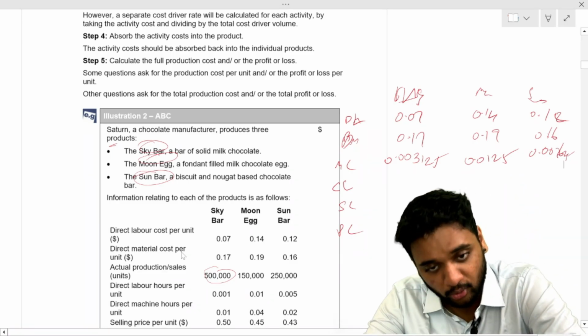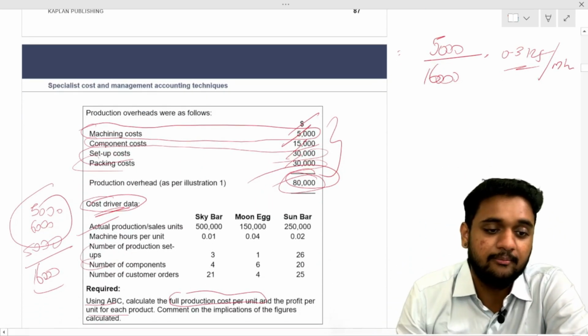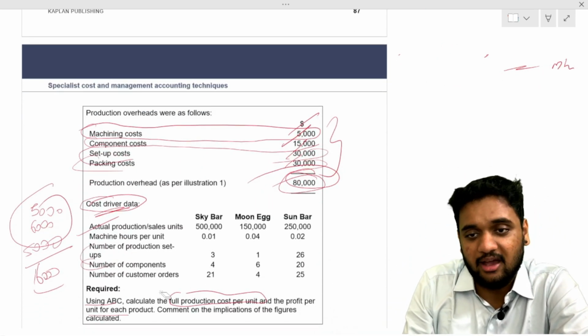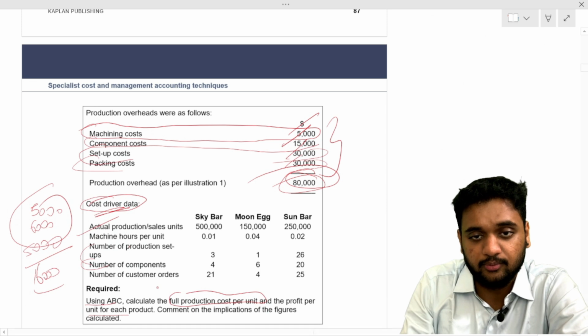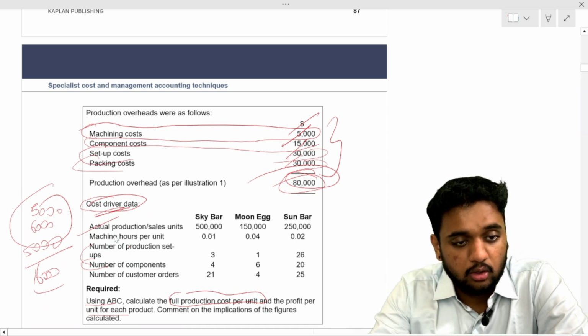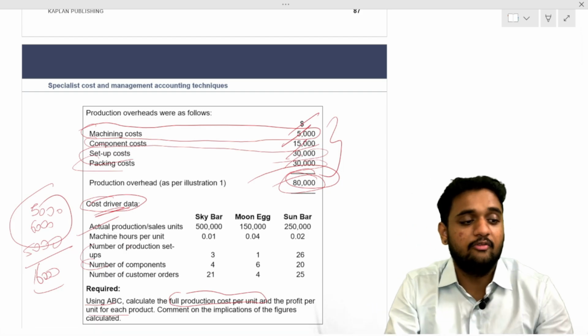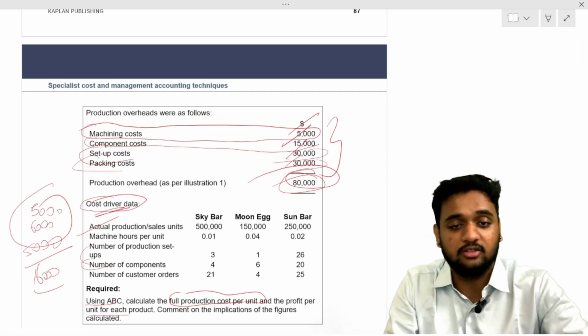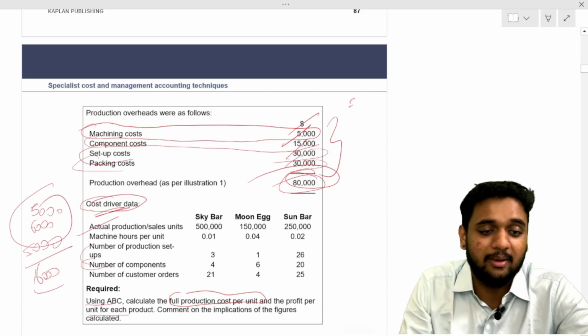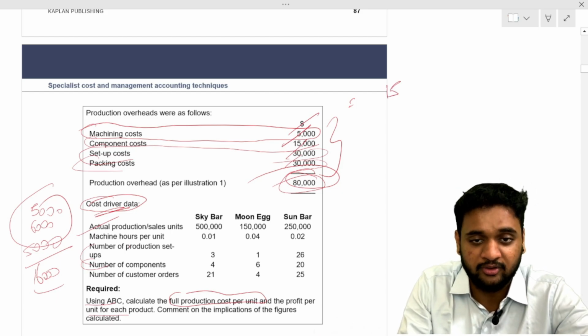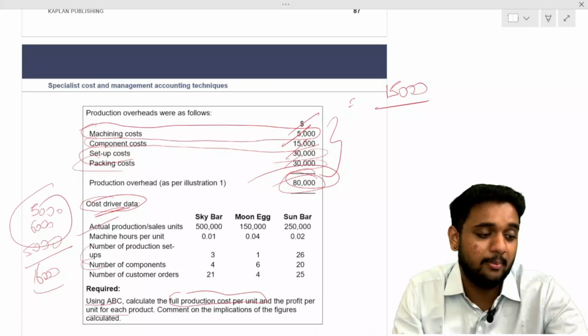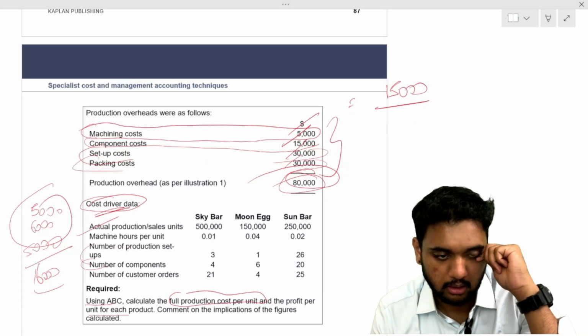So machine cost should be found out. Next, what cost do we have? Component cost. What is the respective cost driver? Number of components. How will you find the overhead absorption rate for component cost? Total component cost divided by the number of components. Total component cost is 15,000, divided by the number of components.